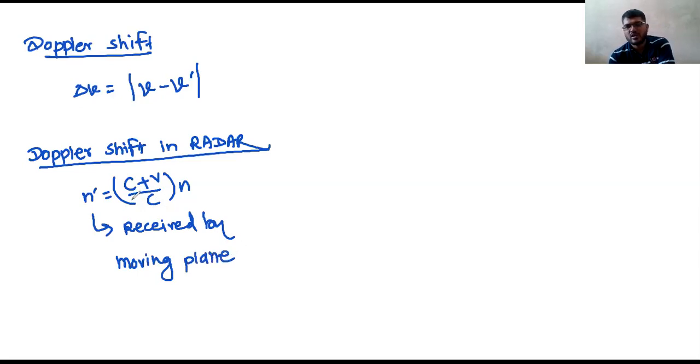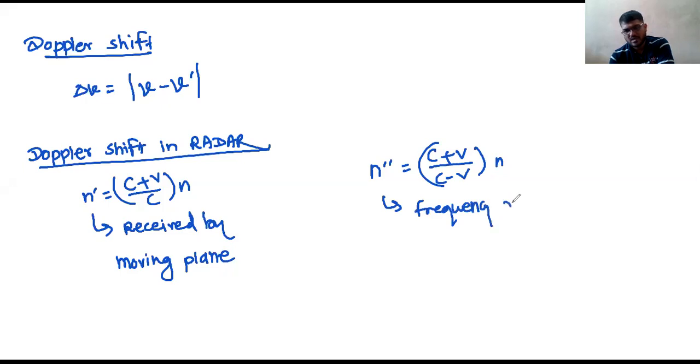In this case, what is the C? Velocity of radio waves. V is the velocity of the plane. N is actual frequency. And one more, that is N double dash. N double dash is equal to C plus V by C minus V into N, and this is the frequency received from it. So these are some formulas. If you want to add, you can add your own from the notebook.